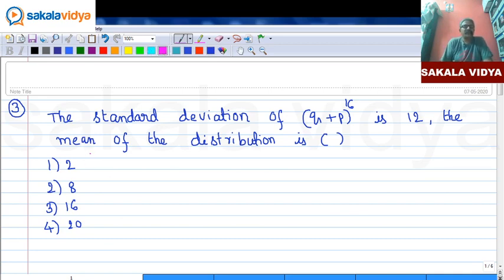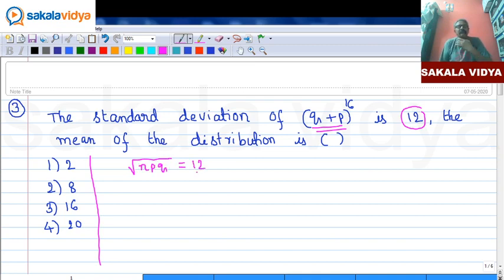Alright, very good, wonderful. The standard deviation of (q plus p) whole to the power of 16 is given as 12. That means root of npq is 12, so npq is equal to 144. Am I correct now? Say equation 1.